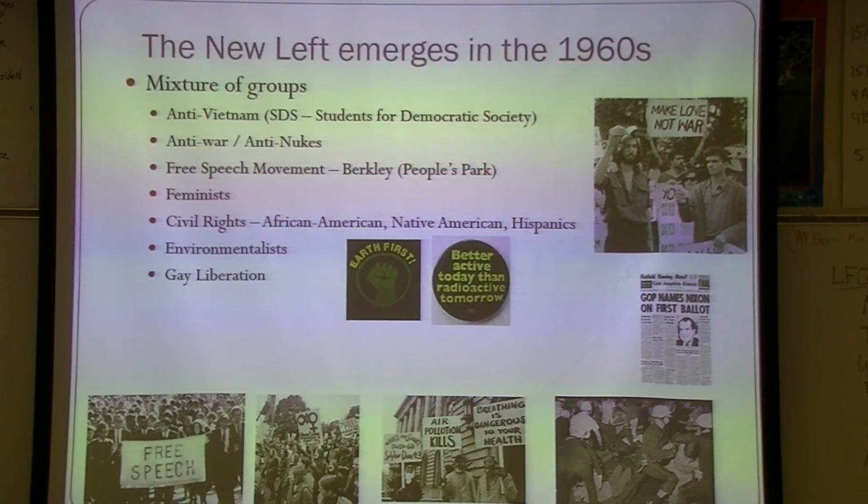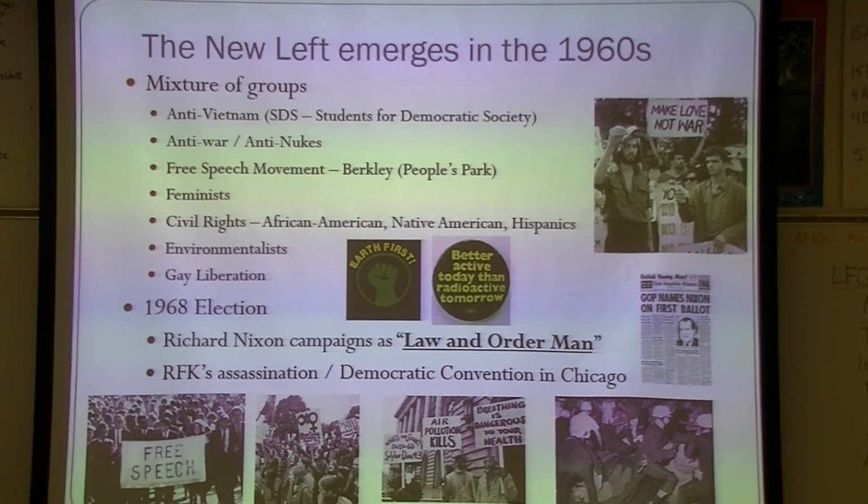That does not mean that they all agree on everything, but this is where a lot of times they come together, where we're going to have neoconservatives, a different group, the new right, that's going to emerge against them. Now, in the 1968 election, there will be a backlash against this New Left. They're not all violent. In fact, most of them are not. But this is where we will have the assassination of Robert Kennedy. We have the assassination of Martin Luther King in '68.